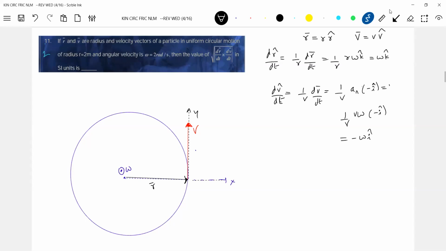These are some basic relationships between them. What is the problem? Sir, dr bar by dt is v bar. V bar is along the y-axis, so j cap.